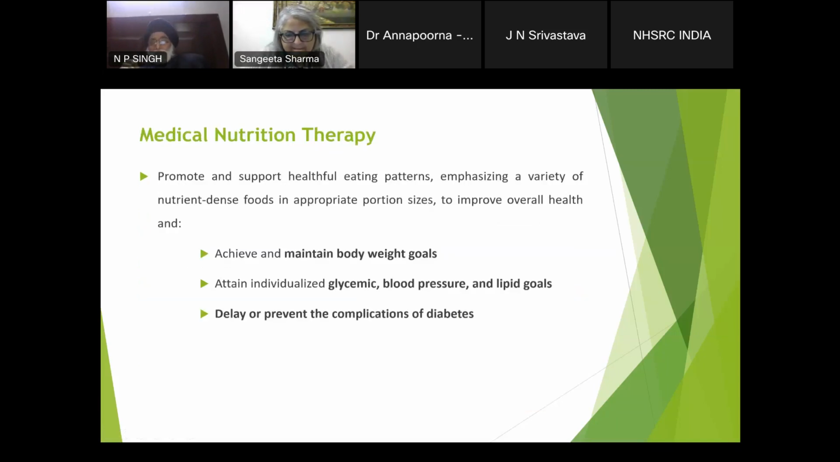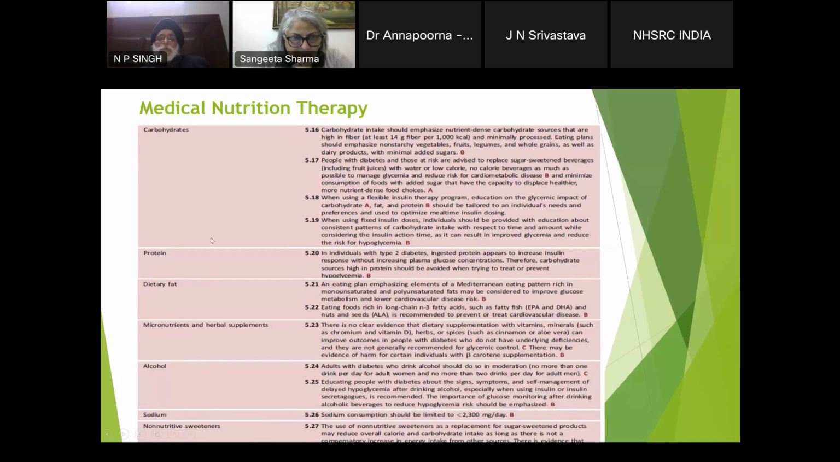So the principles of nutritional therapy is to achieve and maintain, Sangeeta, please listen, achieve and maintain good body weight goals. We should also attain individualized glycemic, blood pressure, and lipid goals. And also, we should try to prevent complications of diabetes. So we should promote and support healthful eating patterns, emphasize a variety of nutrient-dense foods. And what are these? Very, very busy slide.